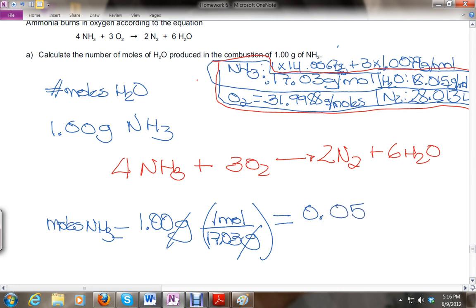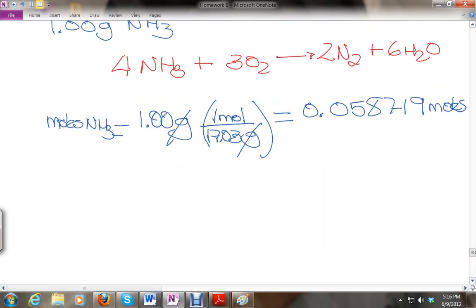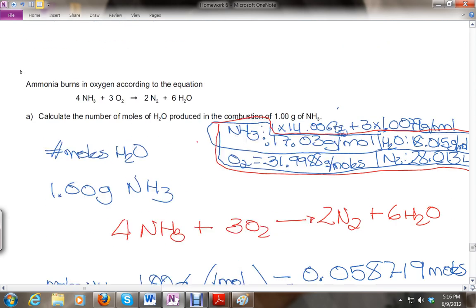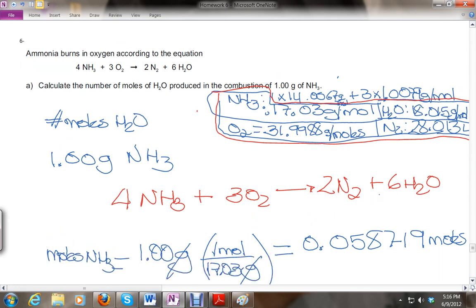0.05871 moles. Enough, when you're doing the problem. When you're doing empirical, no, save them all you can. So this is going to be the number of moles. If you look at your little equation, they're asking for what? How many moles of water are going to be produced? So this is the one that has the X. And what would be the ammonia?